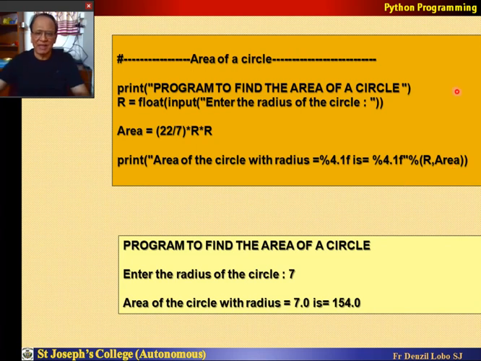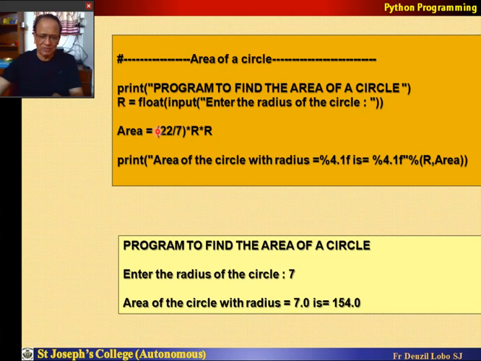So, program to find the area of a circle. The first thing you have to ask whenever there is a problem is, what is the input? How am I going to find the output? And then display the result. So input, therefore, for the area of a circle, I need to have the radius of the circle. So that is why: enter the radius of the circle. It converts into float and is stored in R.